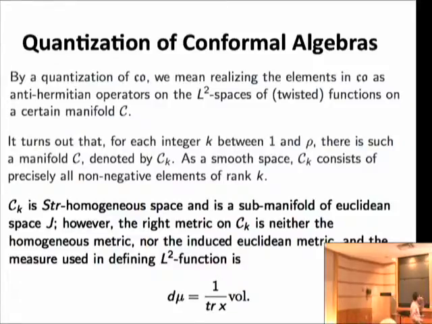And then, in order to get the formulas nice, the integration measure we should choose is the volume. Once we have the metric, remember we have the volume form, but then we rescale it by 1 over the trace. The trace is just the ordinary trace for the matrix. This trace is never zero because the rank is at least 1.